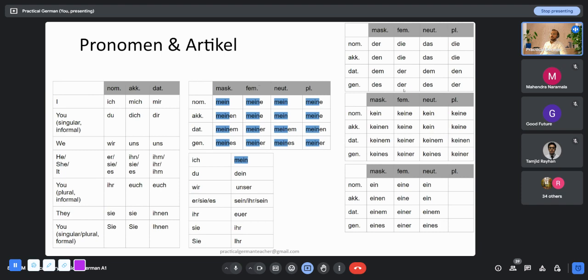So if you know this table, this negation article, just replace the alphabet K with the alphabet M, and you get this table, right? If I ask you how do you get the table for dein, just replace the alphabet M with the alphabet D. If I ask you how do you get the table for unser, just replace mein with unser. For sein, just replace mein with sein. For ihr, just replace mein with ihr. It's not that difficult. Any question?